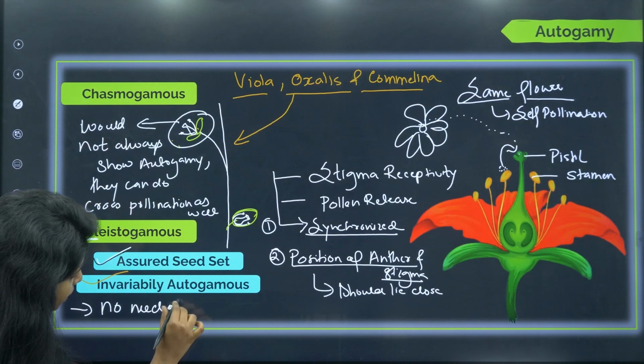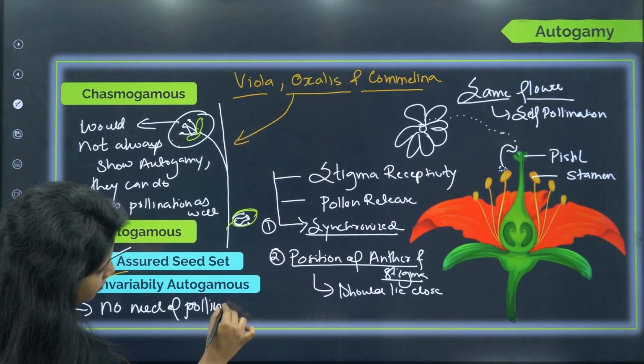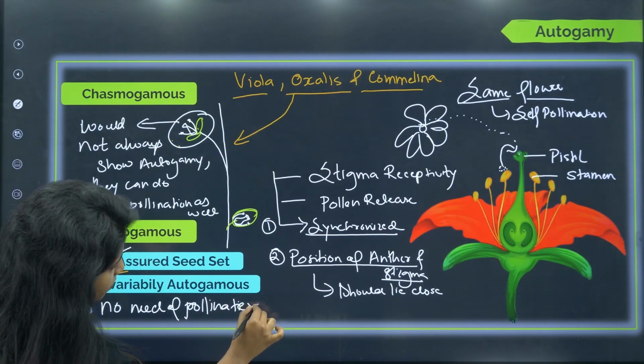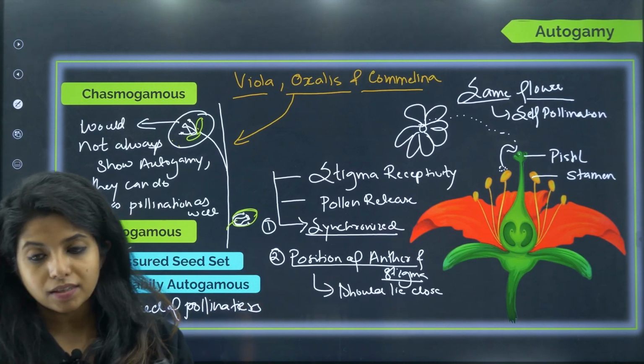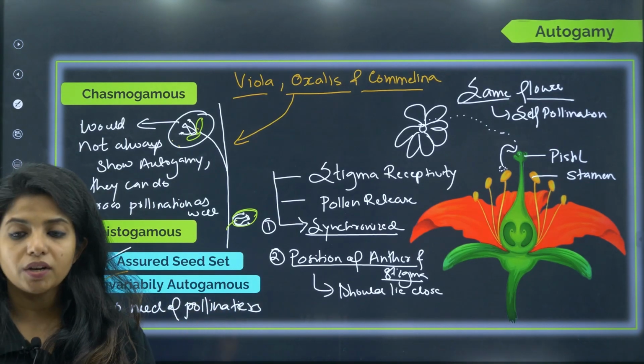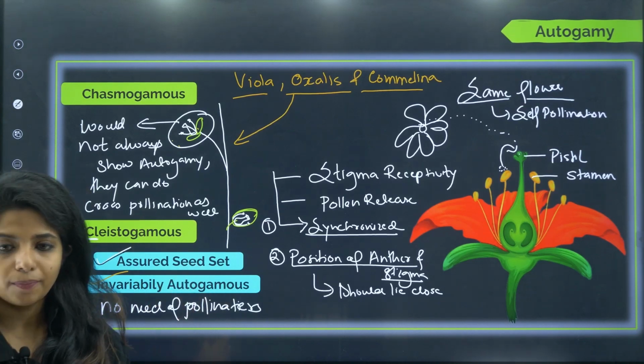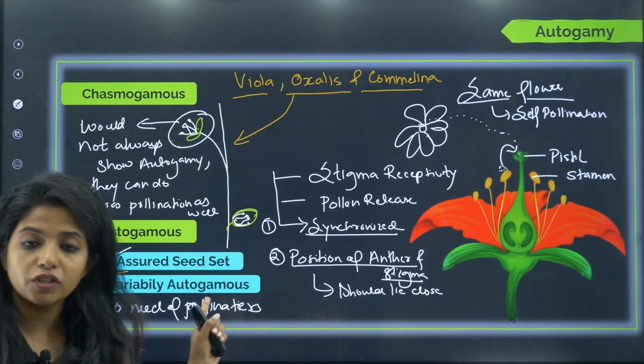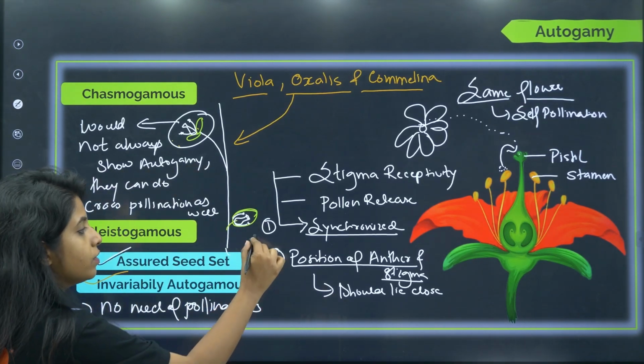No need of pollinators, because it's closed, and they're just transferring things inside, right? It's all good for them. So, they do not need pollinators. Now, can you tell me an advantage of clistogamous flowers? Because they will obviously give you a seed set.